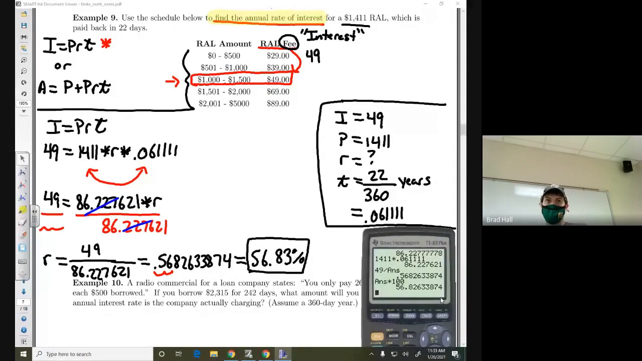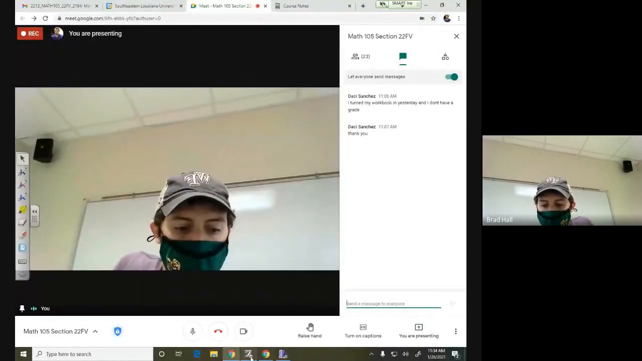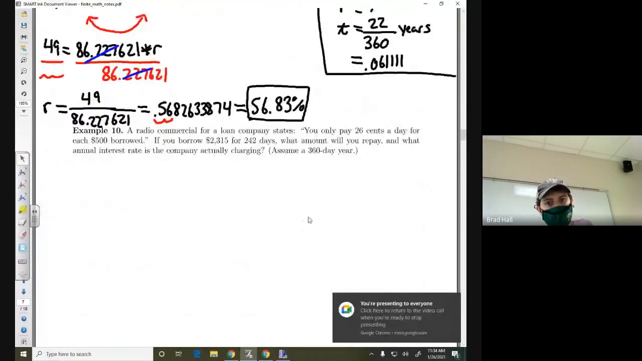Does anyone have any questions about this before we look at the last problem from this section? Okay, well, let's go ahead and scroll down to this last problem.